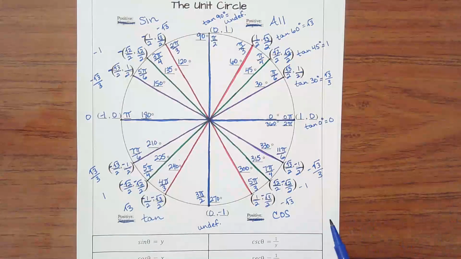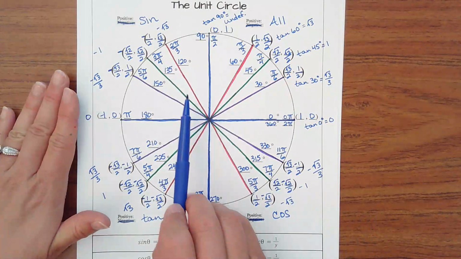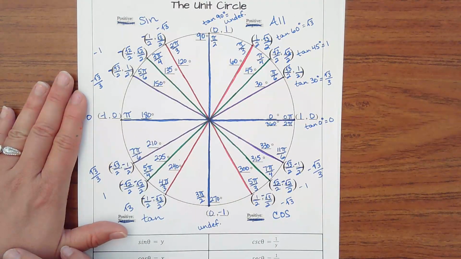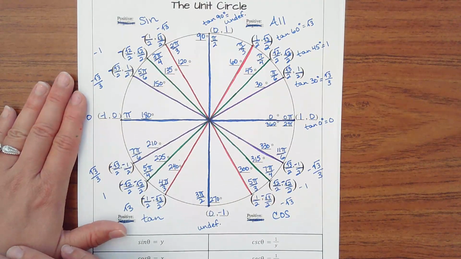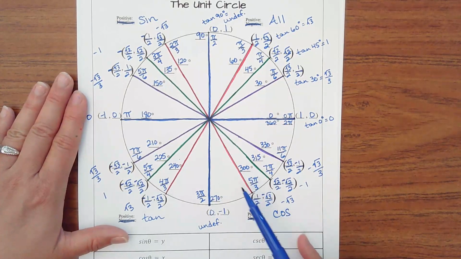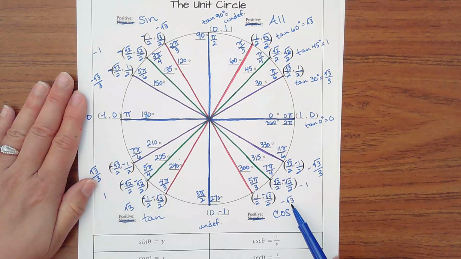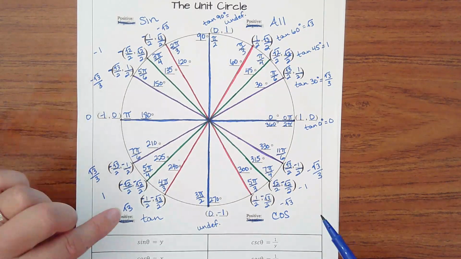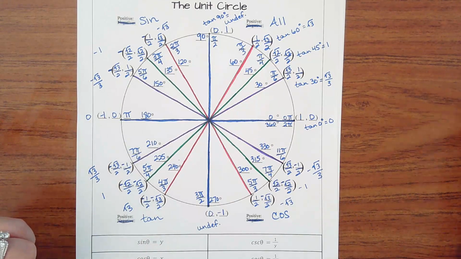So the way you could use this is, say you're going to find cosine of a 120. You could literally just go to 120, cosine is x, so that would be negative 1/2. Say you want to find tangent of a 300. Find 300 degrees, tangent we've already written is negative square root of 3. So that's how you could go faster. You can even use it with reciprocal functions, knowing that you just turn it around, flip it.